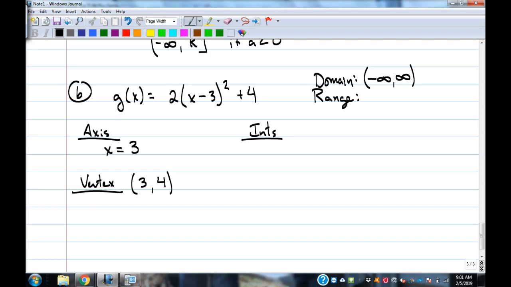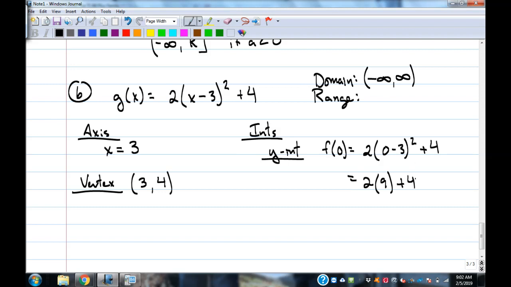Okay. Let's get our intercepts. So Y-intercept. Did that first on the first example. We'll do that first here. How do we find the Y-intercept? Plug in 0 for x. So f of 0. So 2 parentheses 0 minus 3 squared plus 4. 2 times 9 plus 4. 22. 0, 22 is the intercept.